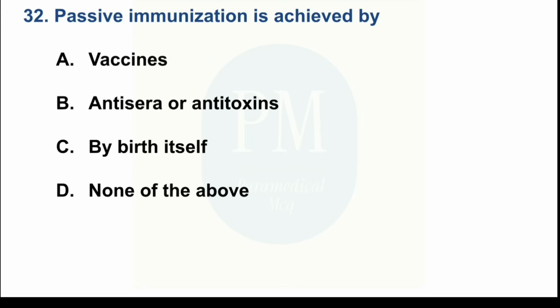Passive immunization is achieved by option A vaccines, option B antisera or antitoxins, option C by birth itself, option D none of the above. The correct option is option B antisera or antitoxins.